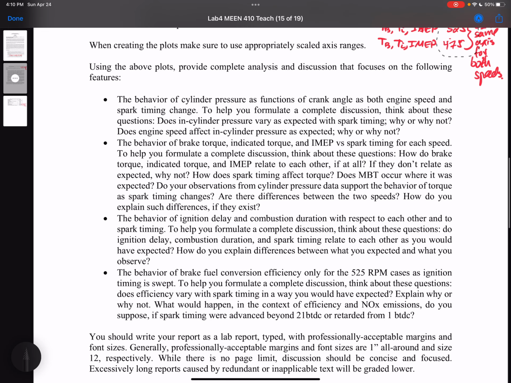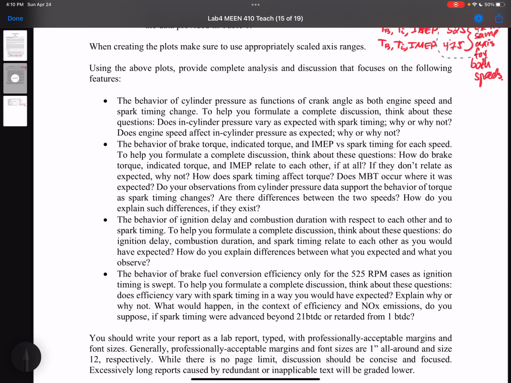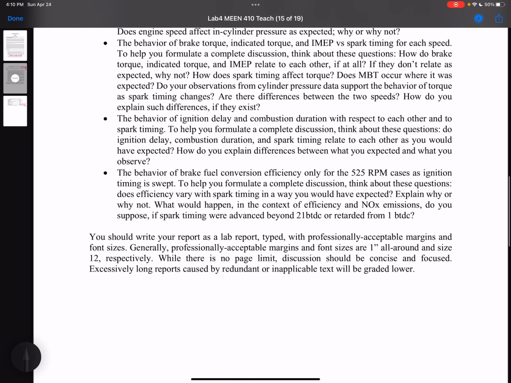Okay. All right. Once you have all your plots made, then you just need to get into writing your report. There's some language down here, right, that you want to write your report as a typical lab report. You want it to be typed. You want it to have professionally acceptable margins and font sizes, which I usually take to mean 1 inch all around margins and type size font 12, just to make it easier for me to read.